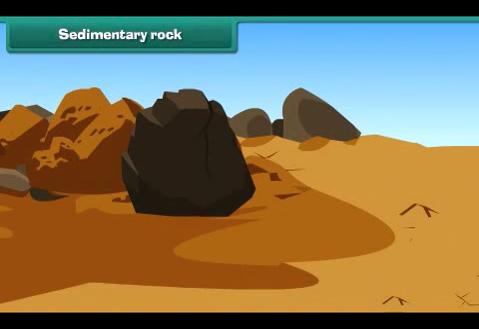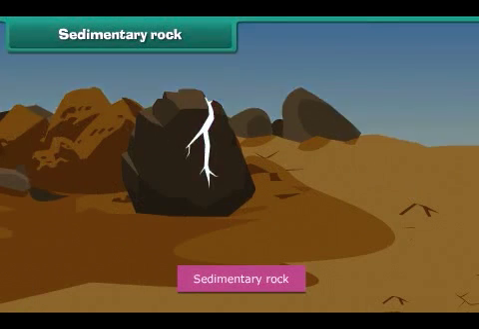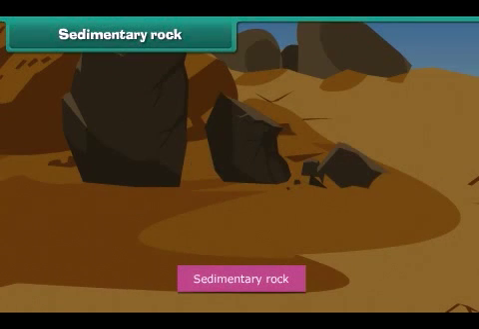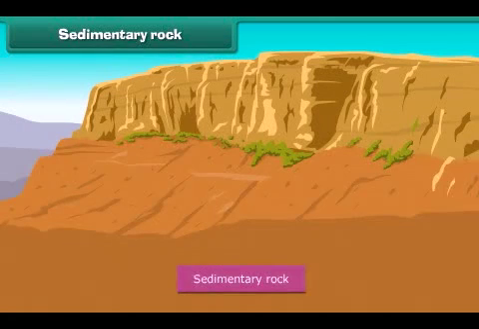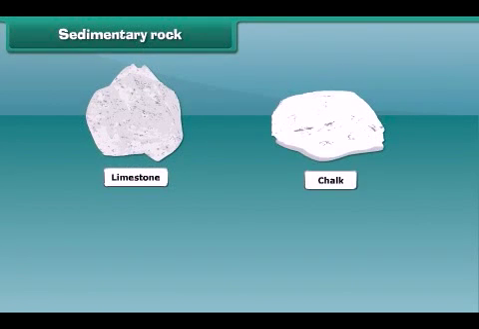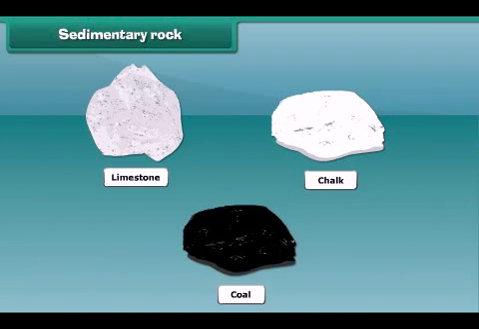Now let's discuss sedimentary rock. Water and air break igneous rocks into smaller rocks, consequently soil is formed. These pieces settle into layers. Then these layers get compressed and hardened, and finally become sedimentary rock. Sedimentary rock is usually soft to touch. Limestone, chalk, and coal are examples of this kind of rock.